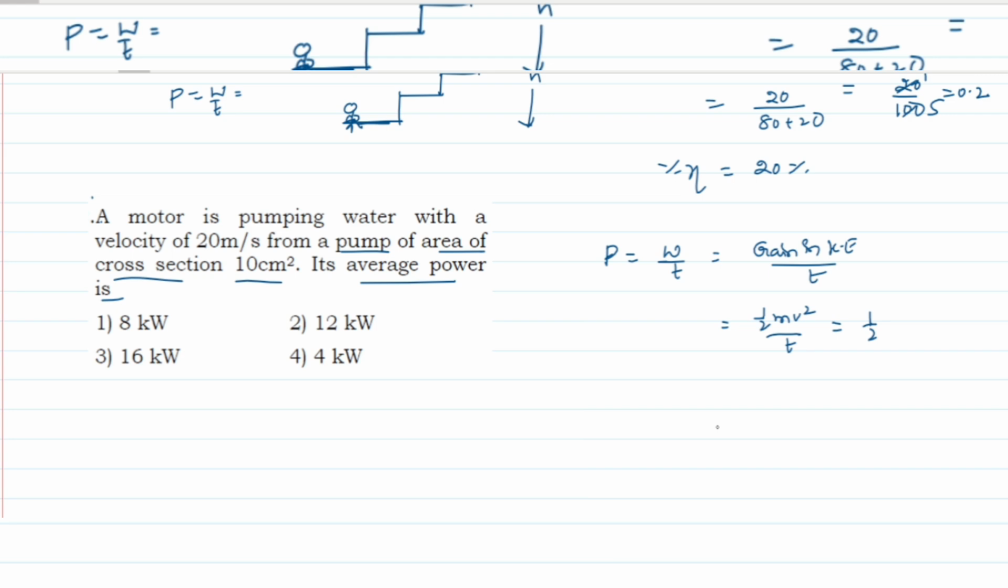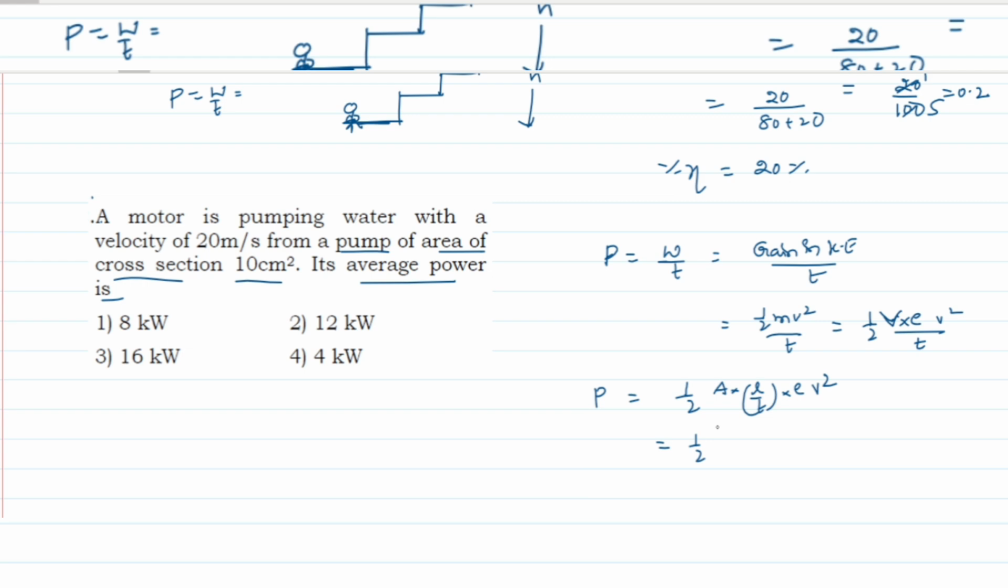The pump area is given. So here you can take volume into density into V square, where V is the velocity, by time. Which is nothing but P equals half into volume. Volume is area into length, so you can take length by time into density into V square.